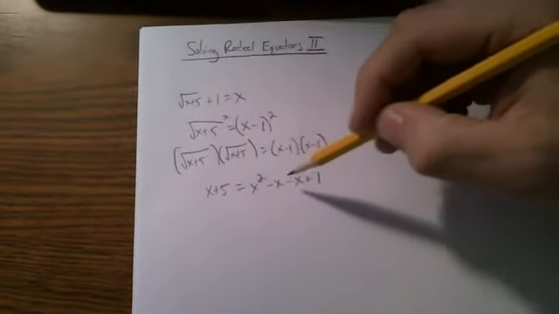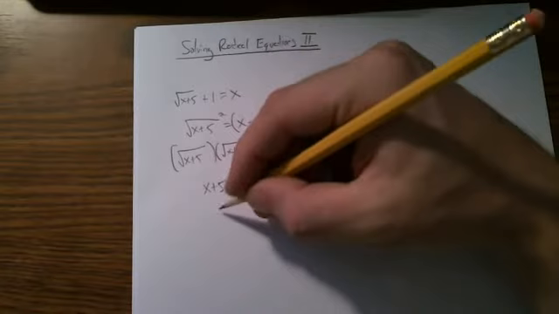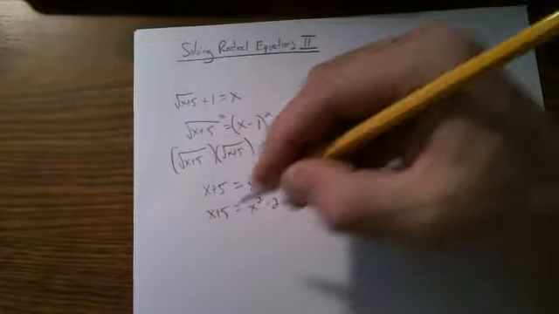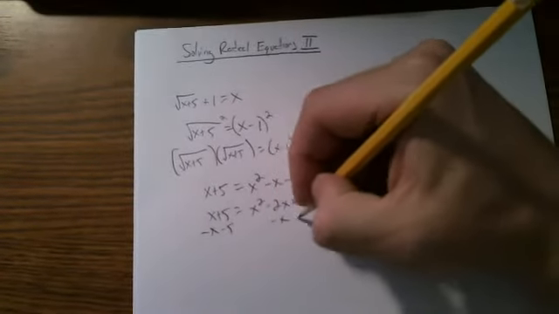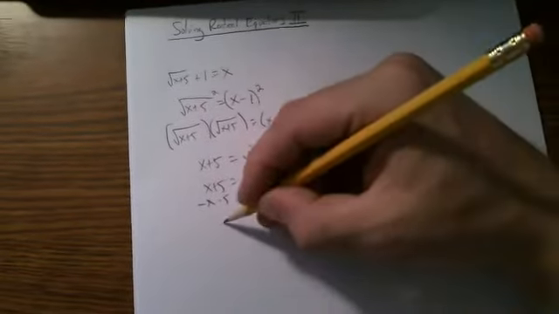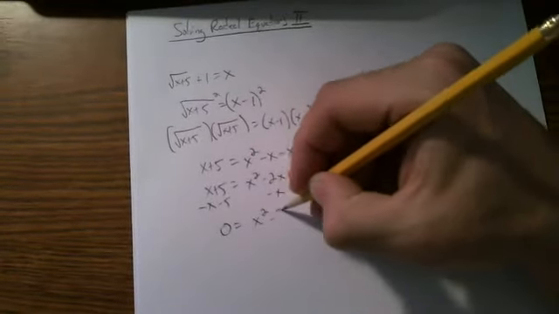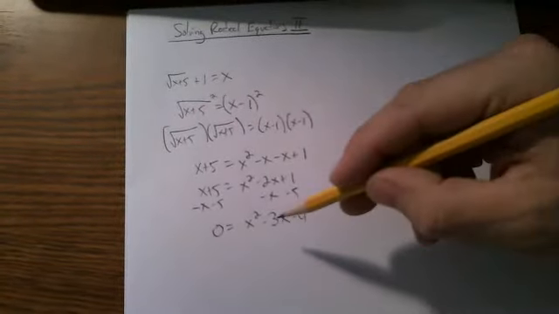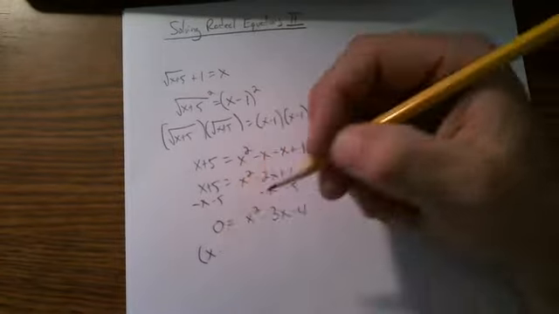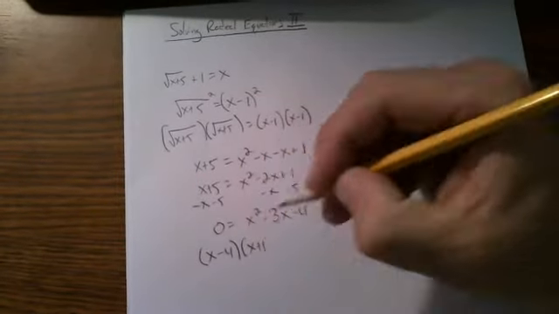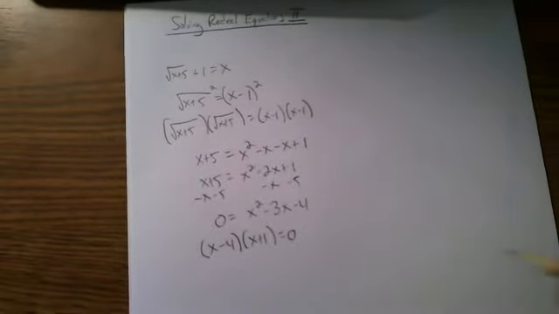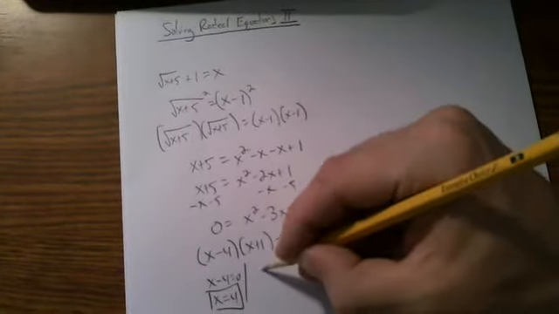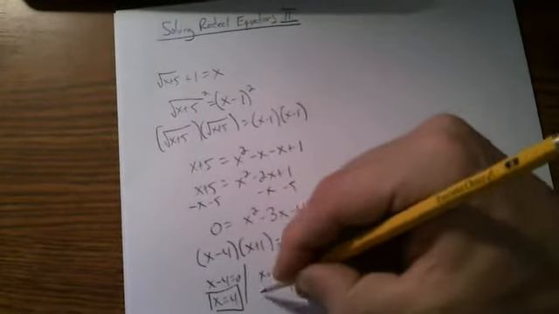So now we have a second degree equation. Let's put it into standard form. x plus 5 equals x squared minus 2x plus 1. Let's subtract x and subtract 5, which gives us 0 equals x squared minus 3x minus 4. So we're looking for factors of negative 4 that add to negative 3, and those factors are x minus 4 and x plus 1, still equals 0. Which gives us solutions of x equals 4 and x equals negative 1.